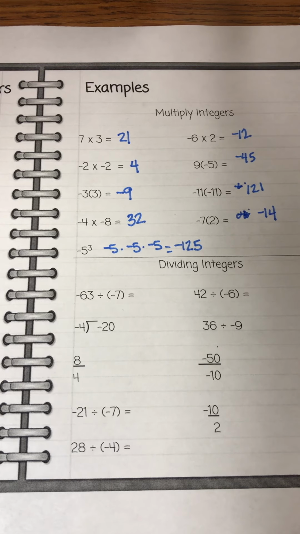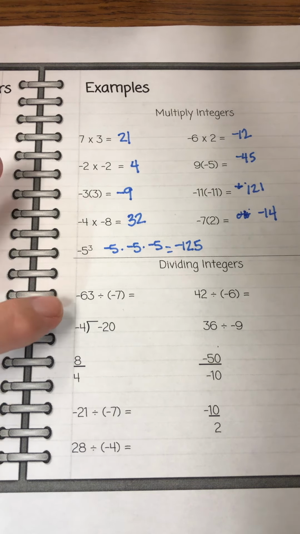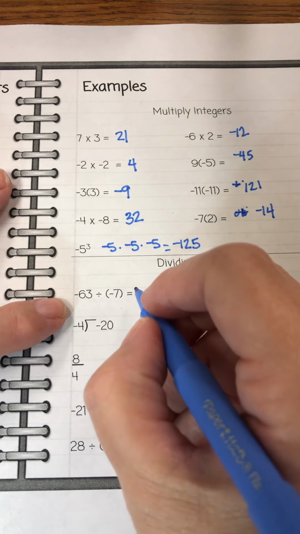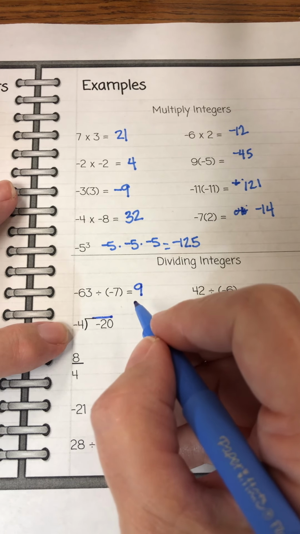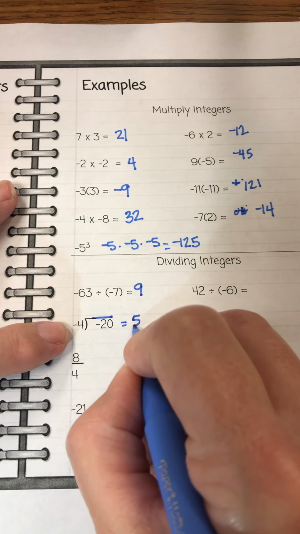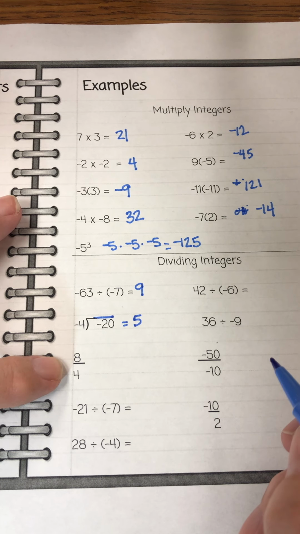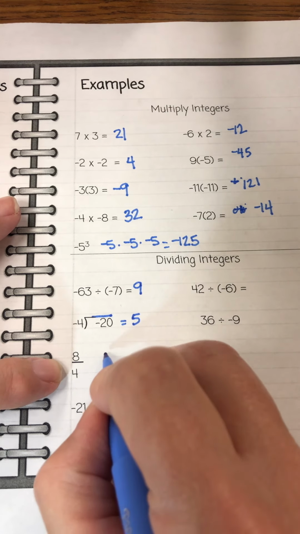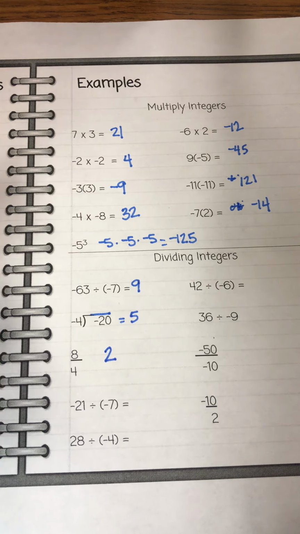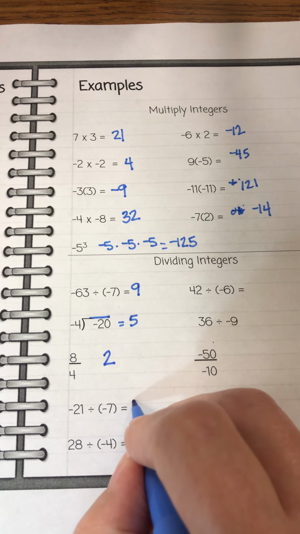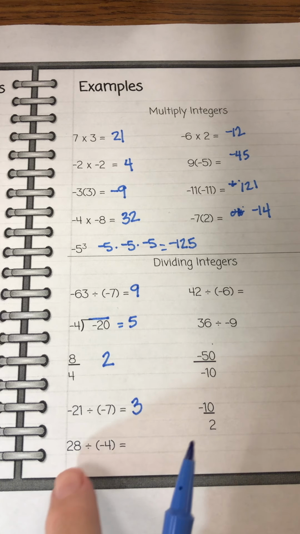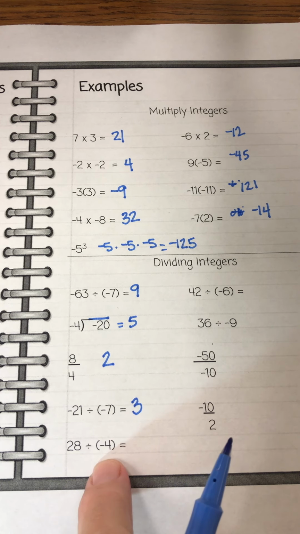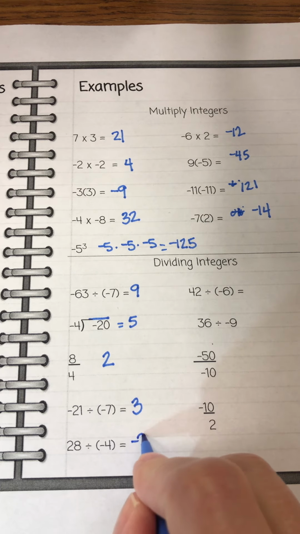So for division, negative 36 divided by negative 4, that's 9. Negative 20 divided by negative 4, 5. Negative 8 divided by 4. It's an improper fraction, so we always divide. 2. Negative 12 divided by negative 4, positive 3. Negative 28 divided by negative 4, negative 7.